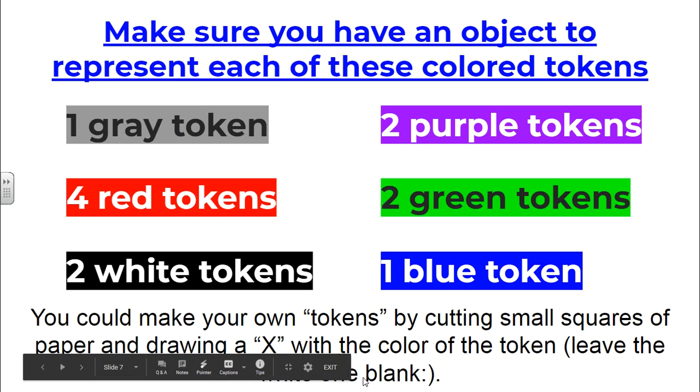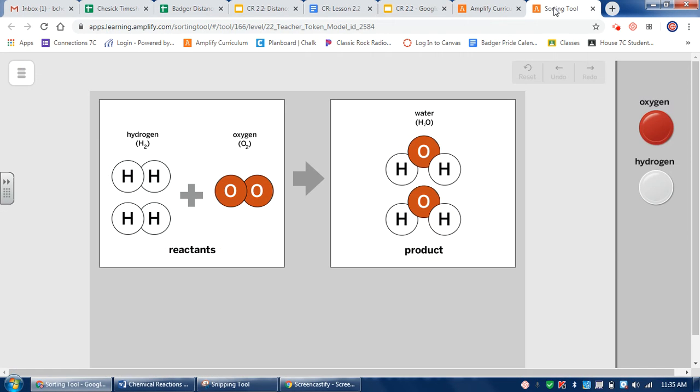Okay, so I'm going to use a modeling tool, which looks like this, to model a different chemical reaction than what you're going to be completing in this activity. But this should give you a pretty good idea of what you need to do. You can complete this activity at home using just about anything, but in the modeling tool, I have tokens that I can use.